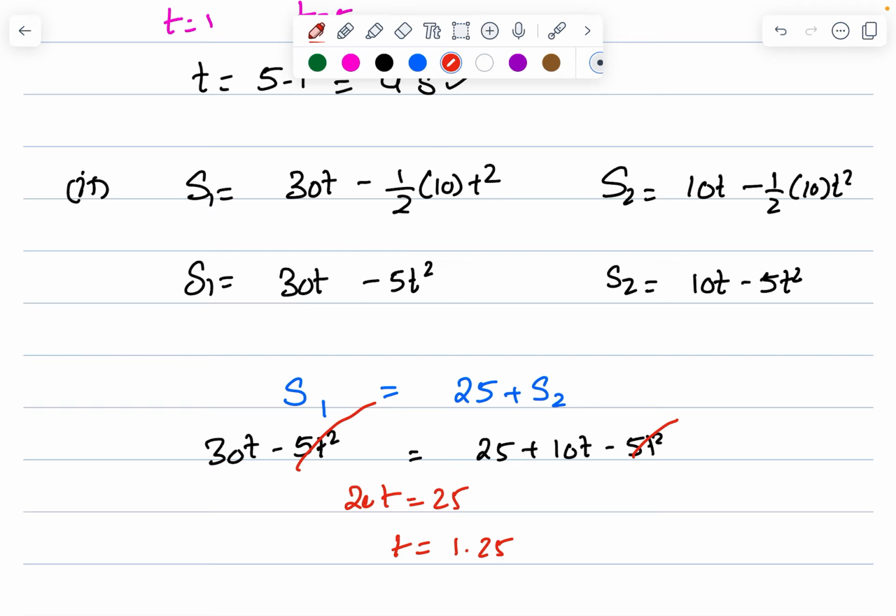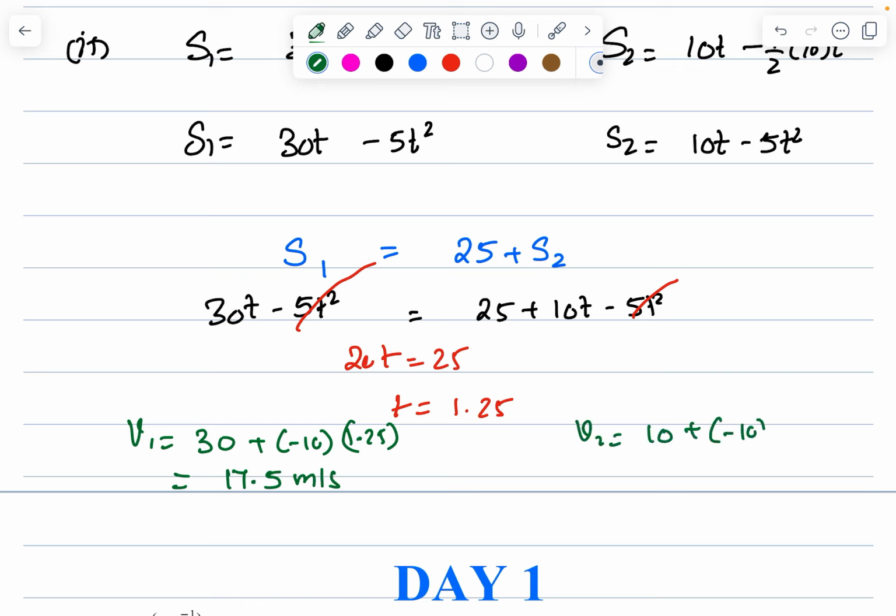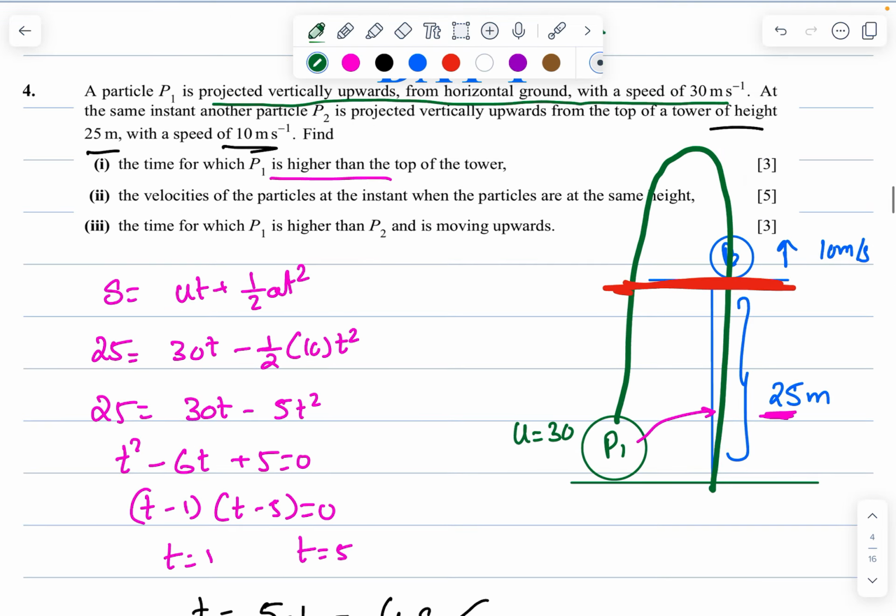So at 1.25 seconds, they will be at the same height. So V1 is nothing but 30 minus 10 times 1.25. This is for the first particle, which is going to be 17.5 meters per second. Whereas V2 will be 10 minus 10 times 1.25, which is going to be minus 2.5 meters per second. Means it is coming downwards. Those are going to be the velocities.